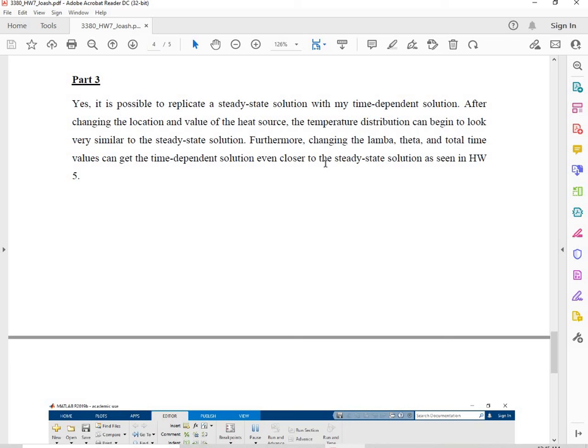So when we change the location and value of the heat source, we will notice that the temperature distribution begins to look very similar to the steady-state solution. We can also do this by changing parameters such as lambda, theta, and the total time values, and we can get the time-dependent solution even closer to the steady-state solution.